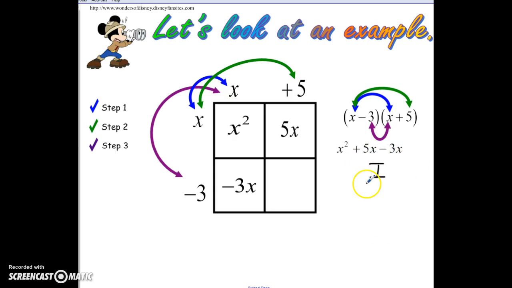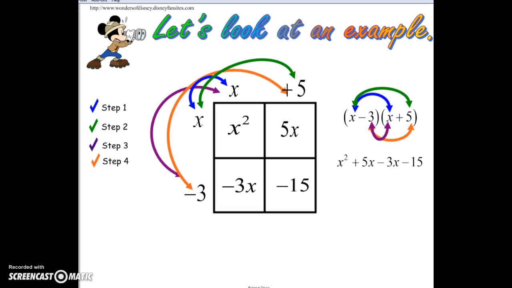That was an inside term, so that's the I of FOIL. And lastly, negative 3 times 5 is negative 15. If I take negative 3 times 5, those are the last terms, which is the L of the FOIL. So I have the x squared, 5x, negative 3x, negative 15. It's the exact same steps, the exact same process. It's just rather than writing it in the format of this box, you just write it in a list.